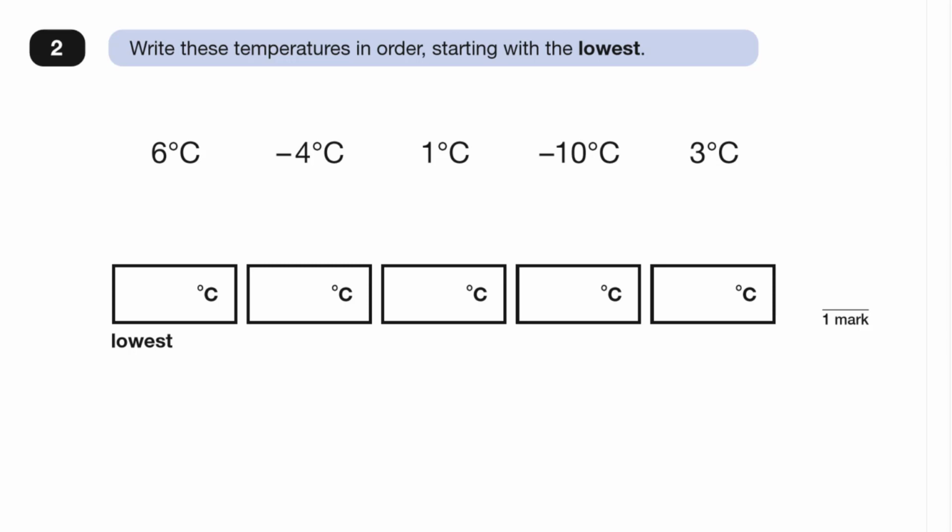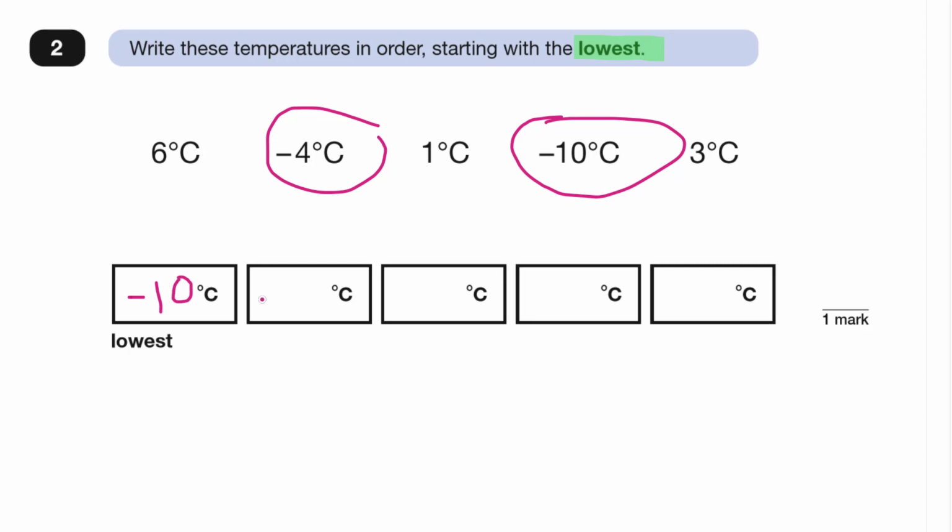Now, negative numbers are opposite to positive numbers in that a minus 10 is smaller than a minus 4. So the bigger the number, the smaller it is when it has a minus symbol next to it. And it's very important that we do take note of what it's asking us, to start with the lowest. So the lowest one, if we look, we've got 2 negative numbers. Negative numbers are smaller than positive numbers. Minus 10 is the smallest. Minus 10 is smaller than minus 4.